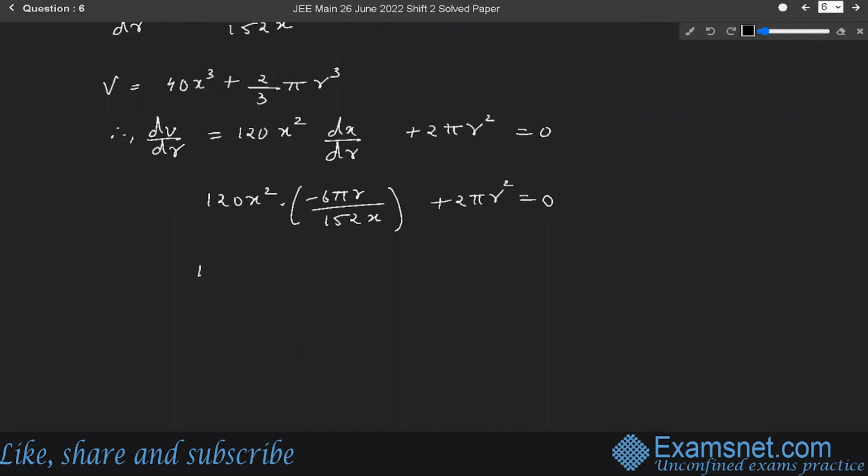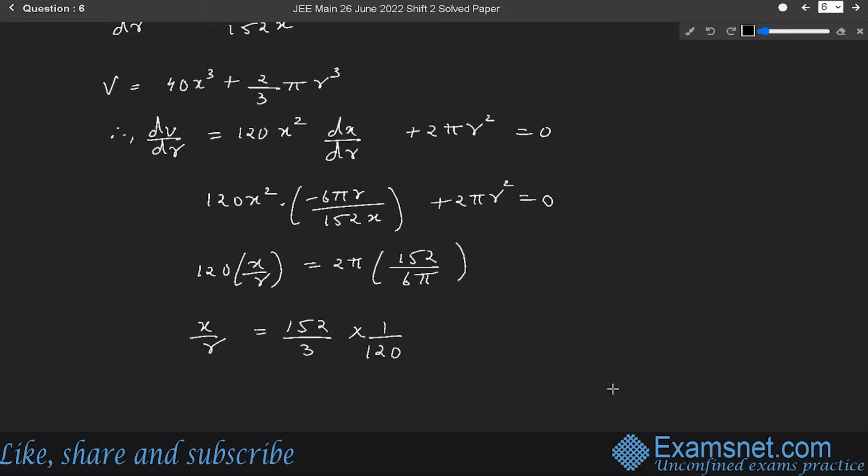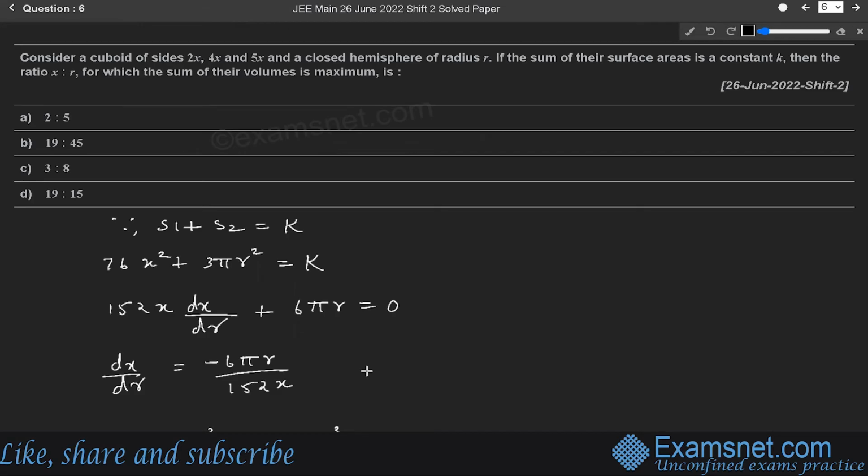It can also be written as 120 into x upon r is equal to 2 pi into 152 upon 6 pi. So x upon r will be equal to 152 divided by 3 into 1 upon 120. On further cancelling this, it will be equal to 19 upon 45. So we can say that the correct ratio will be 19 is to 45. This is the ratio of volume and their surface areas. So we can say that the correct ratio is 19 is to 45. Therefore, the correct option is option number B here.